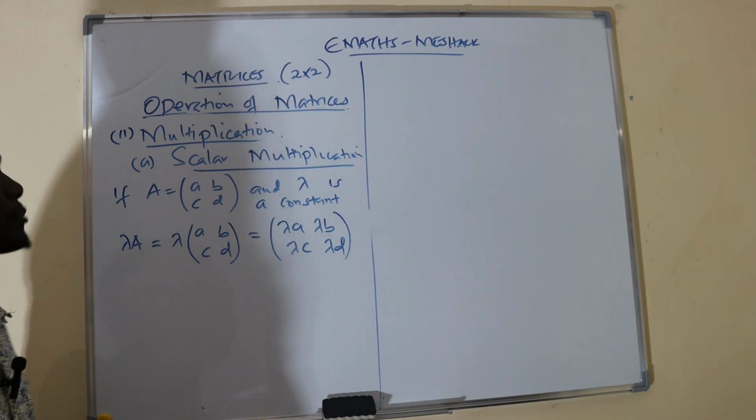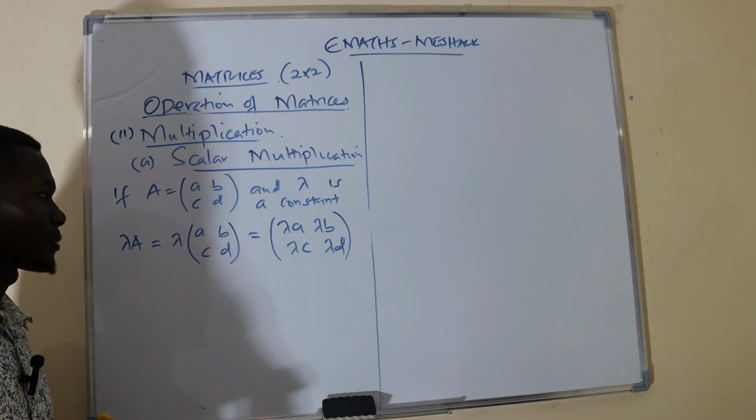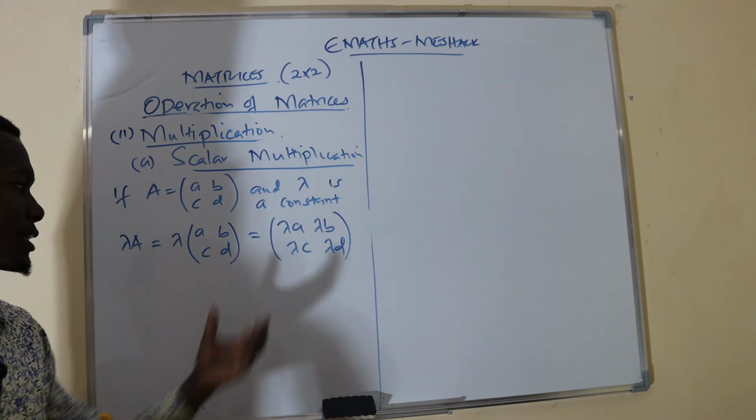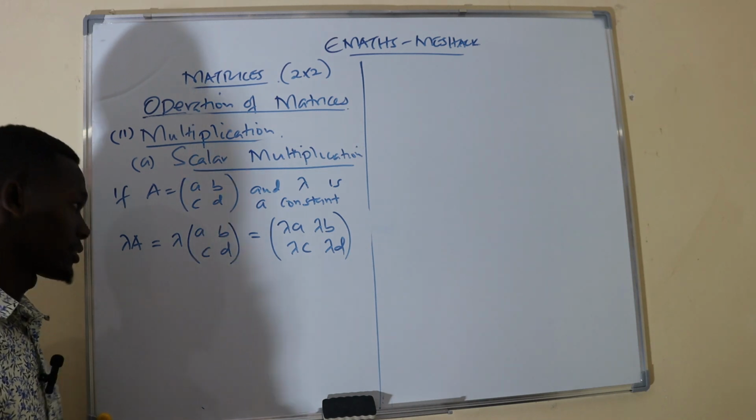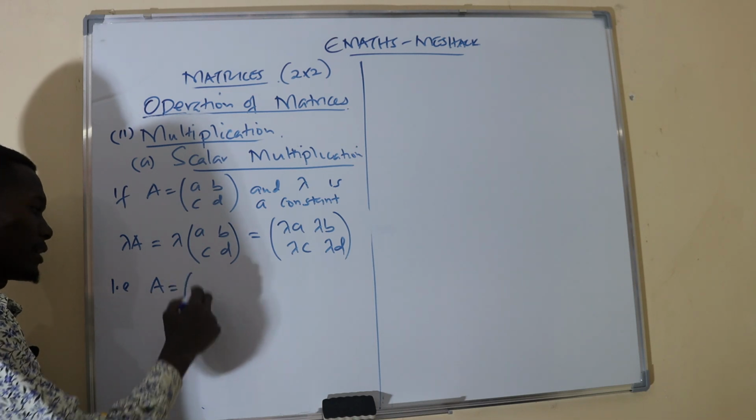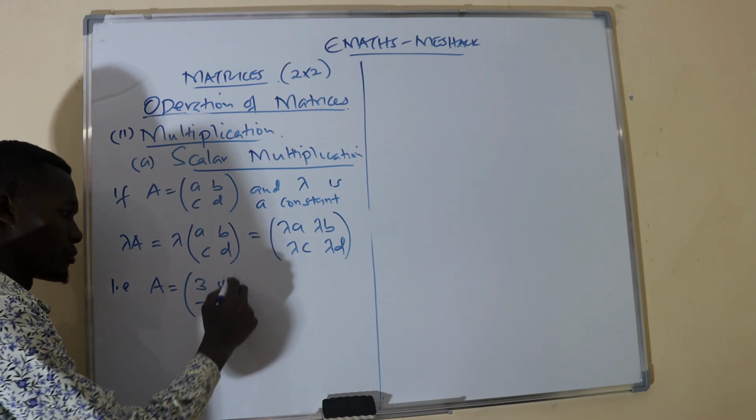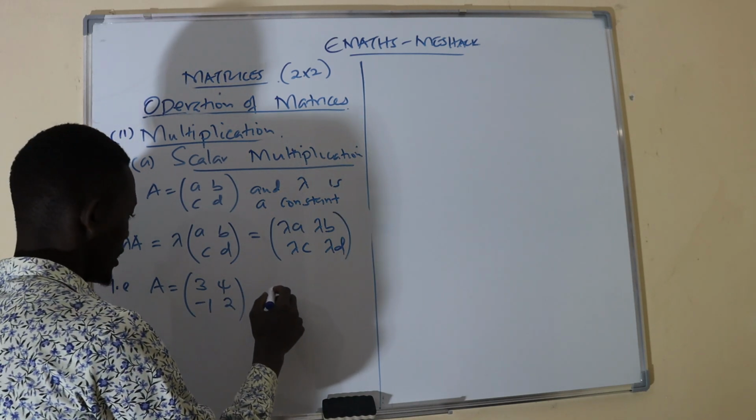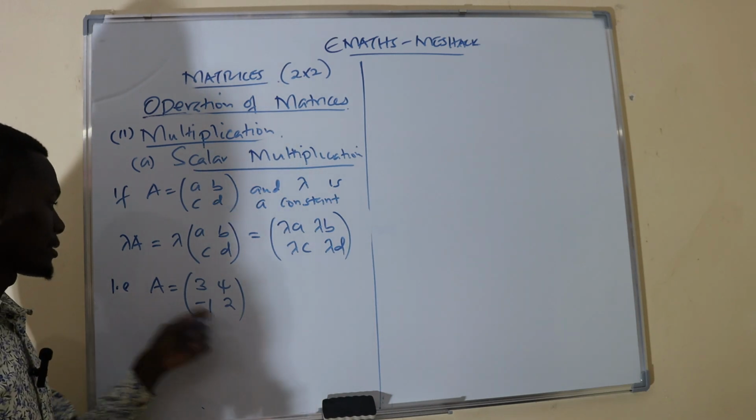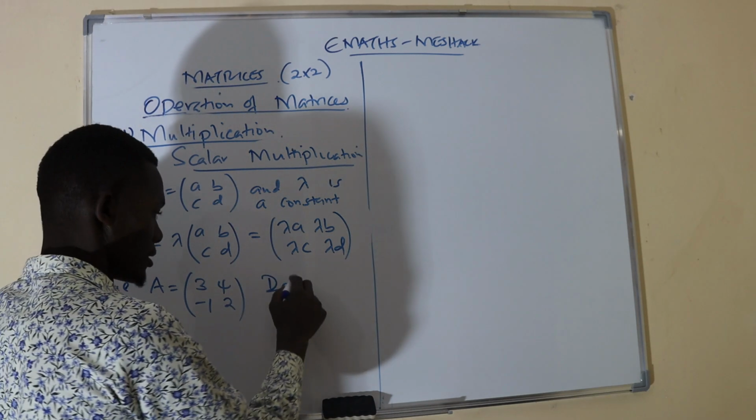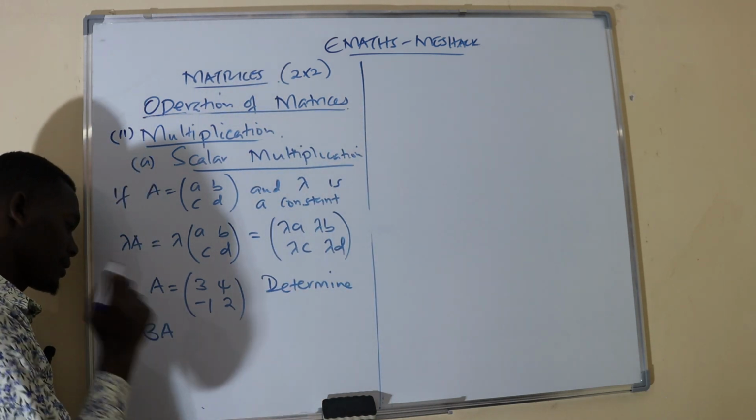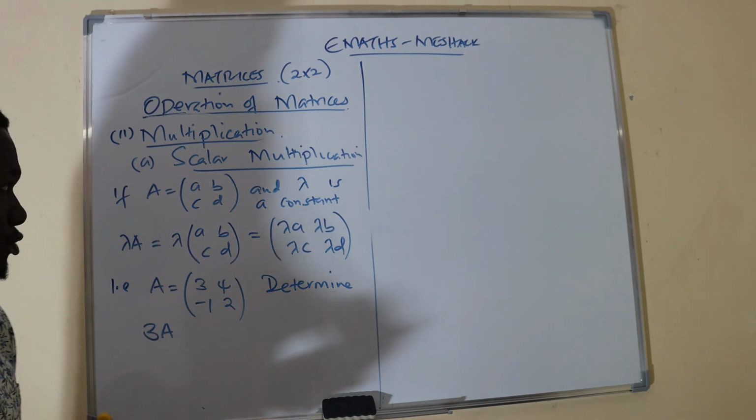So this is the outcome of a scalar multiplication. So therefore, anytime you have a constant outside the matrix and you're multiplying it to the matrix, then that constant will multiply each and every element inside the matrix. So for example, let's say A is given by 3, 4, negative 1, 2. Let's just use this one matrix. So A is given by this. So you're told to determine 3A.